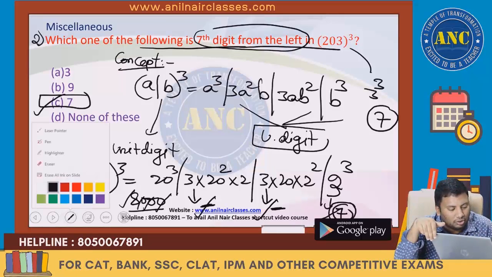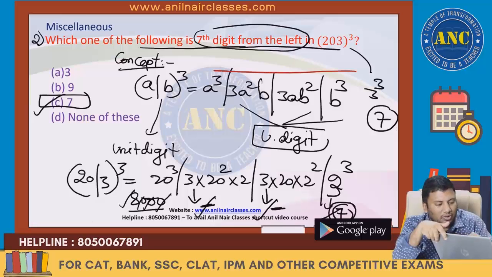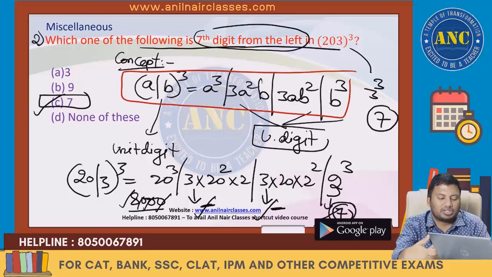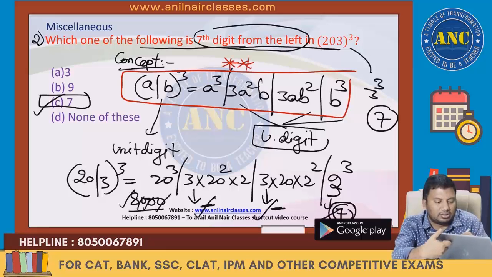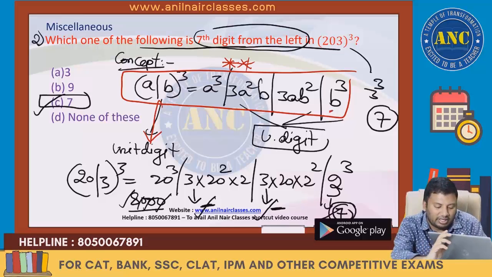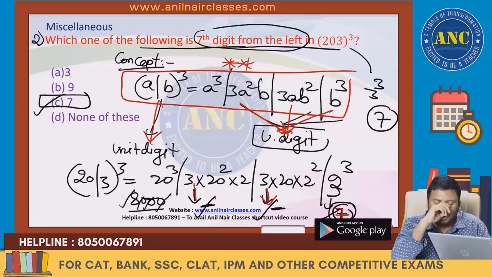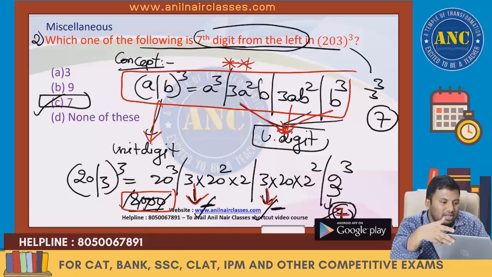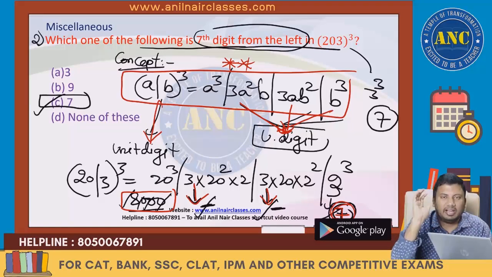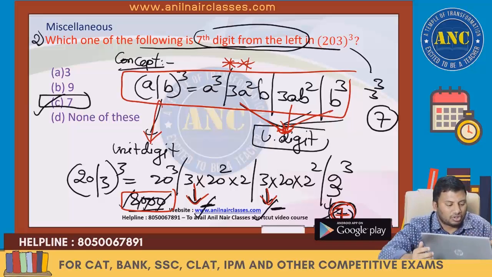(a plus b) whole cube is a cube plus 3a square b plus 3ab square plus b cube. If b is taking the unit digit, in every place write down the unit digit. 3 cube is 27, 7. You don't need to find the calculation. 20 cube is 8000. So the 7th digit from the left: 1, 2, 3, 4, 5, 6, 7. So it is nothing but 7. Idea clear? First and second question, the answer is 7.